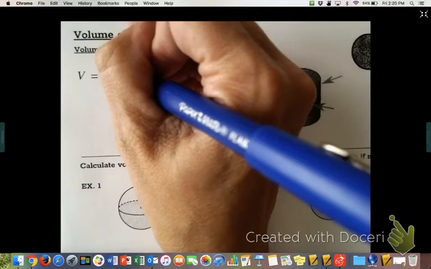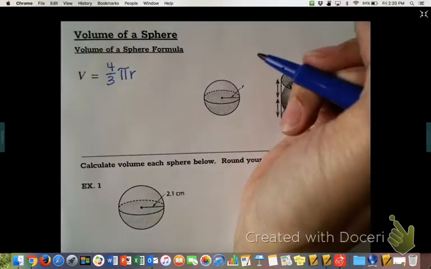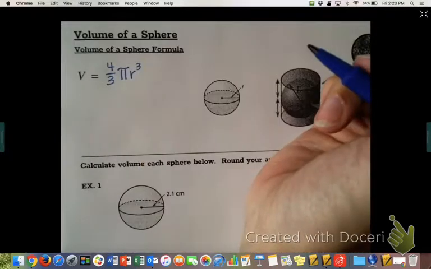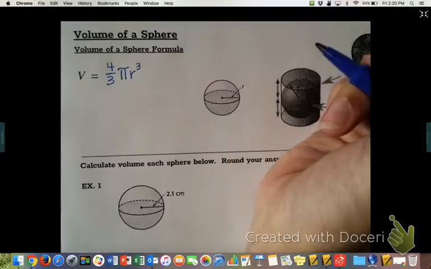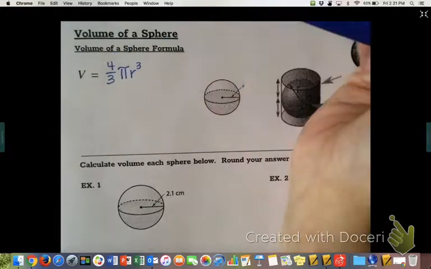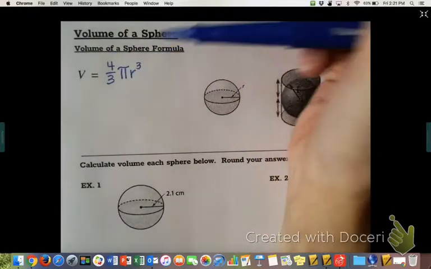4/3 times pi times radius, and this time radius is cubed, not squared. So this is also different to remember than cones or anything else. So radius is going to be cubed this time. And part of the reason that 4/3 is such a weird fraction is because it's taking care of our height. So there's no height to add in.